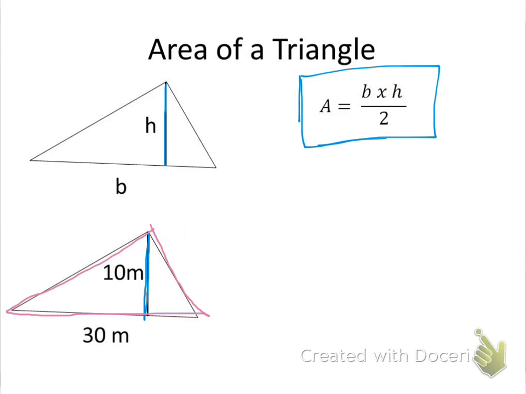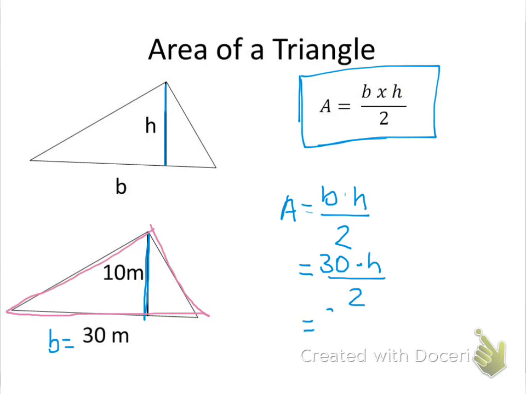What we're going to do is write our formula. A is equal to the base times the height divided by 2. And we're going to substitute in our numbers. So our base here is equal to 30. So instead of writing B, I'll write 30, and then I can write times h divided by 2 if you want. Now what's h? Our h is 10. So we have 30 times 10 divided by 2.